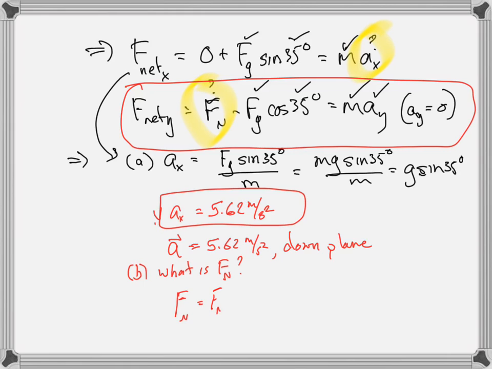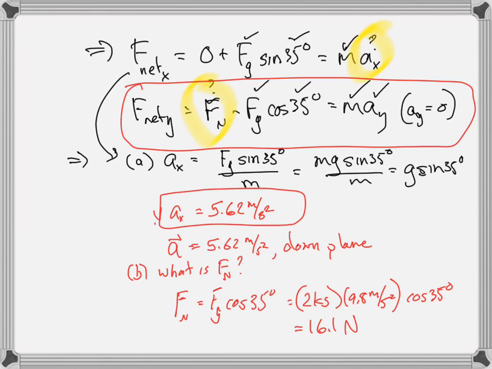Fn equals Fg cosine of 35 degrees, which is 2 kilograms times 9.8 meters per second squared times the cosine of 35 degrees, which is 16.1 newtons. That's the magnitude of the normal force, and I guess that was my implication, is what's the magnitude? The direction is perpendicular to the plane, up from the plane. Not up would be this direction. It's up from the plane, right? That direction, up from the plane. So I could say Fn vector up from plane, or perpendicularly up from plane.